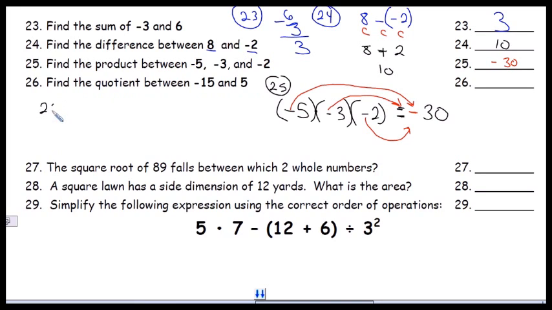Same thing for number 26. Number 26 is exactly the same way. We have negative 15, and we're going to divide it by 5. Well, 15 divided by 5 is 3, right? Because 5 times 3 is 15. And we have one negative sign in our problem, so we're going to change it to the answer, and it's negative 3.